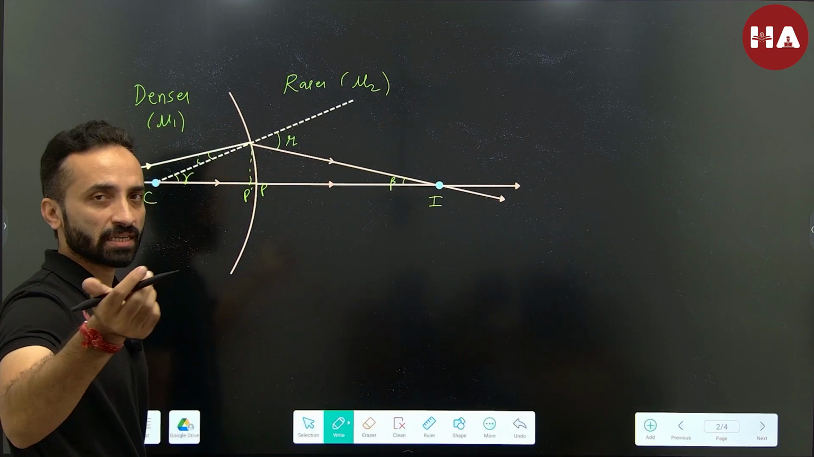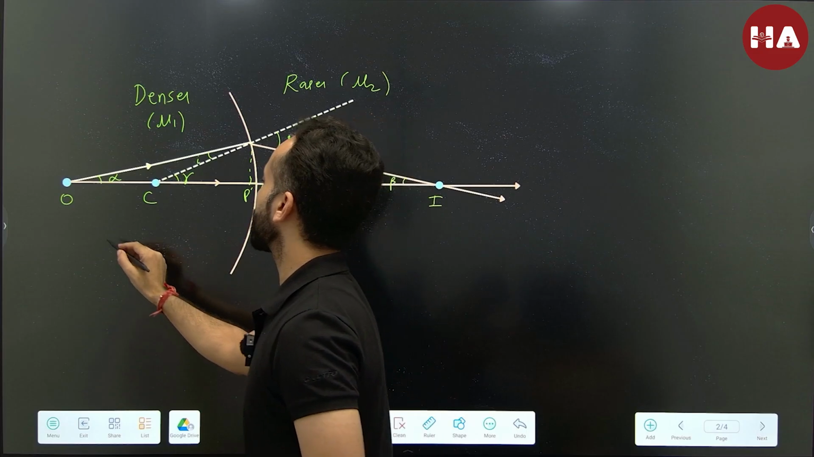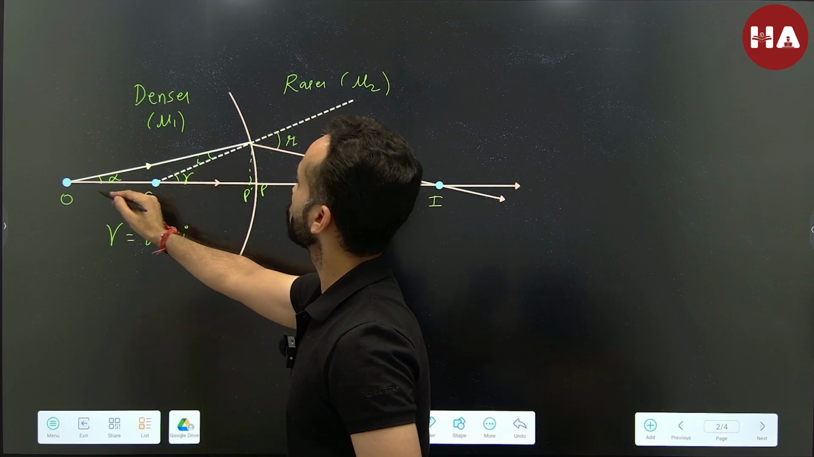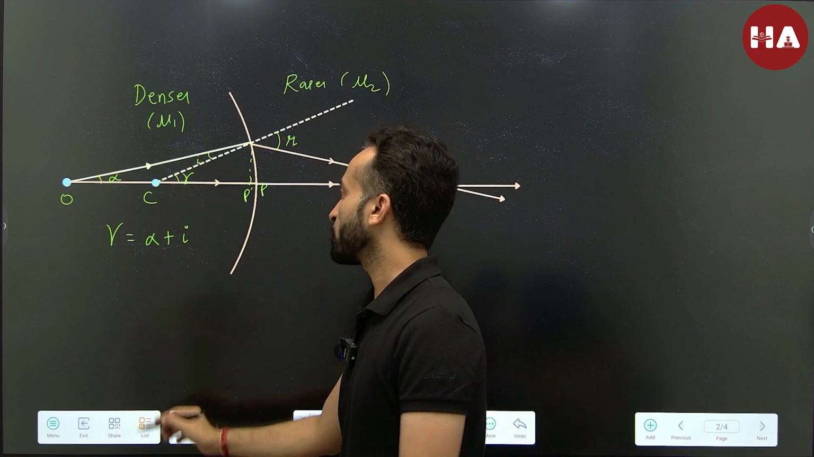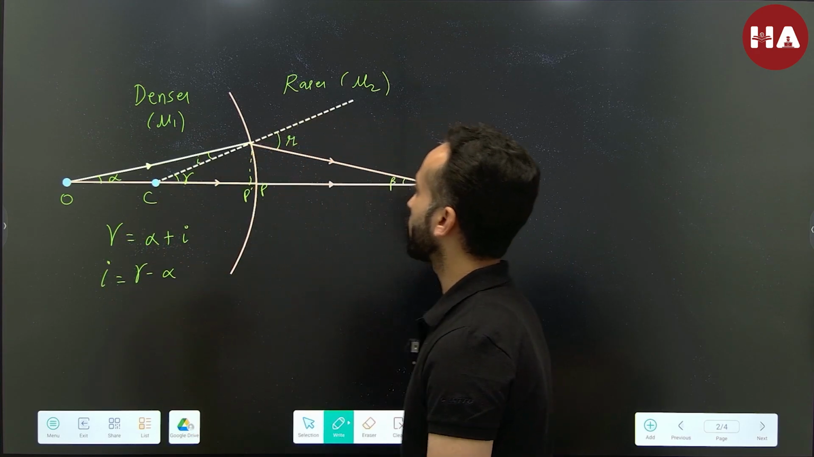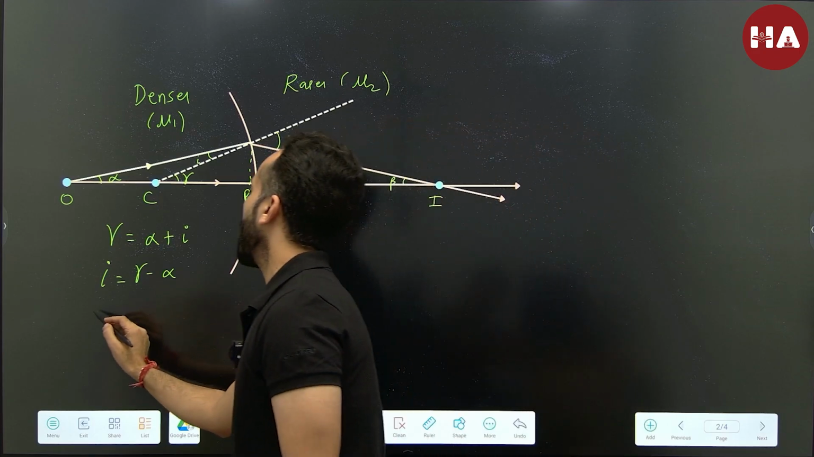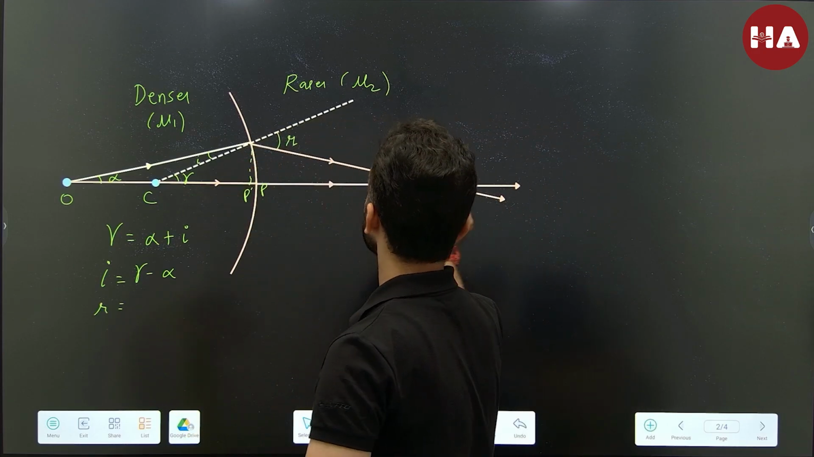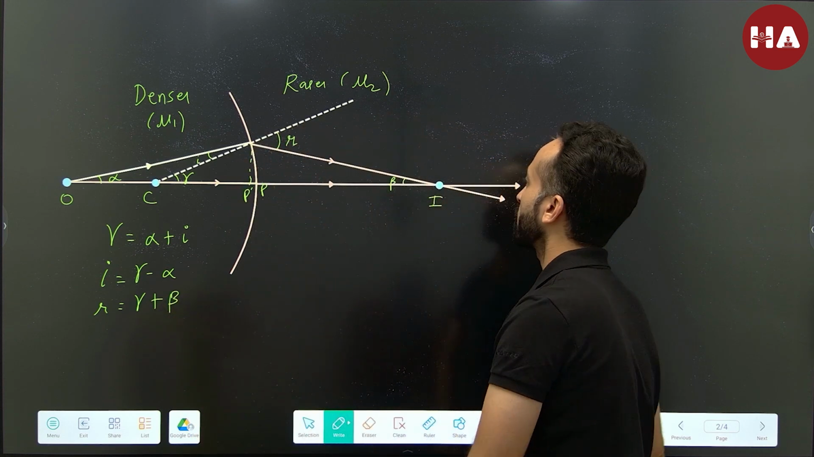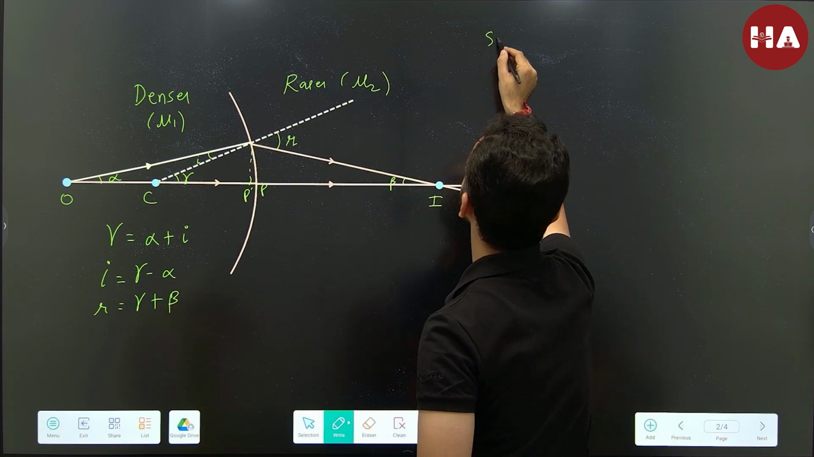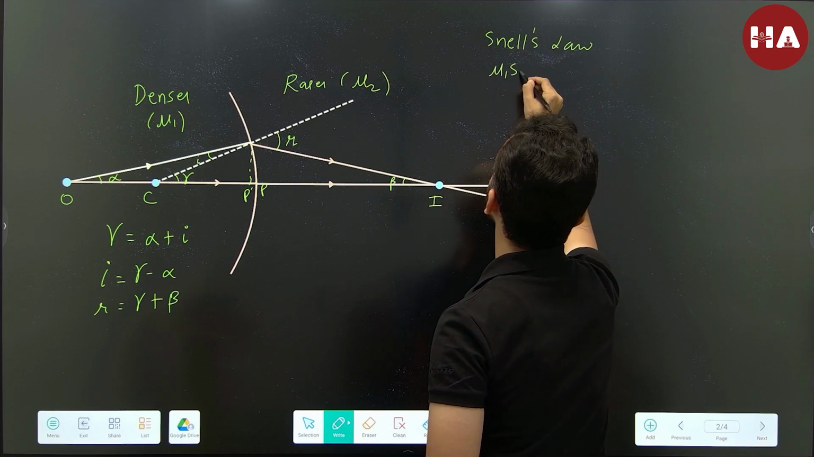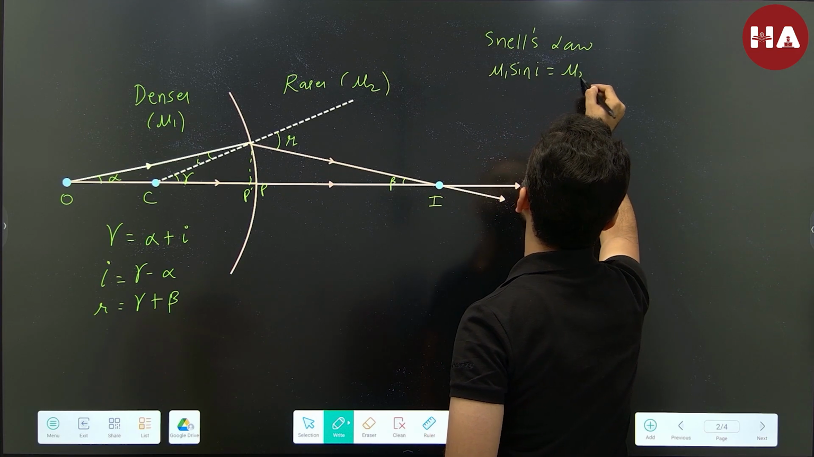First use the exterior angle properties. So I'm going to write gamma is equal to alpha plus I. Using this triangle, I'm writing gamma is equal to alpha plus I. So I will be equal to gamma minus alpha. Similarly, R will be equal to, using this triangle, gamma plus beta. Okay, so this much you can understand. Now applying Snell's law, what am I going to write? That mu1 sine I is equal to mu2 sine R.